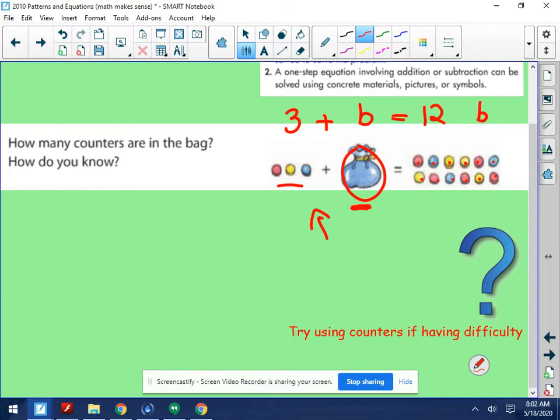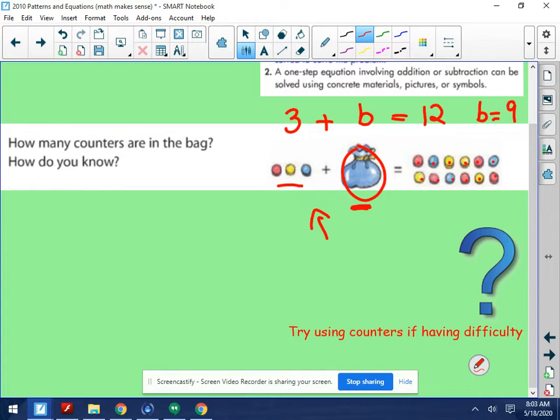So B would have to equal what? Well, 3 plus what will give us 12? B has to equal 9. Now, we know that answer just because we should be able to look at that and see that the answer is going to be 9. If you didn't know it, you could guess and test with some different numbers and try it out.